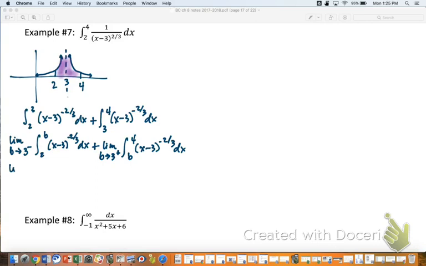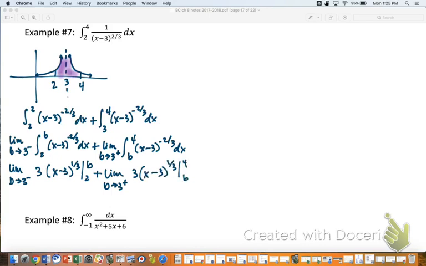So we'd go limit as b approaches 3 from the left, and it would be 3 times (x minus 3) to the 1/3, evaluated from 2 to b, plus the same kind of looking thing over here, approaching 3 from the right, also of the exact same integrand, this time evaluated from b to 4. You see how there's just a lot of details you've got to keep track of here? A lot of precision for sure. Can't be super sloppy and expect to do okay.